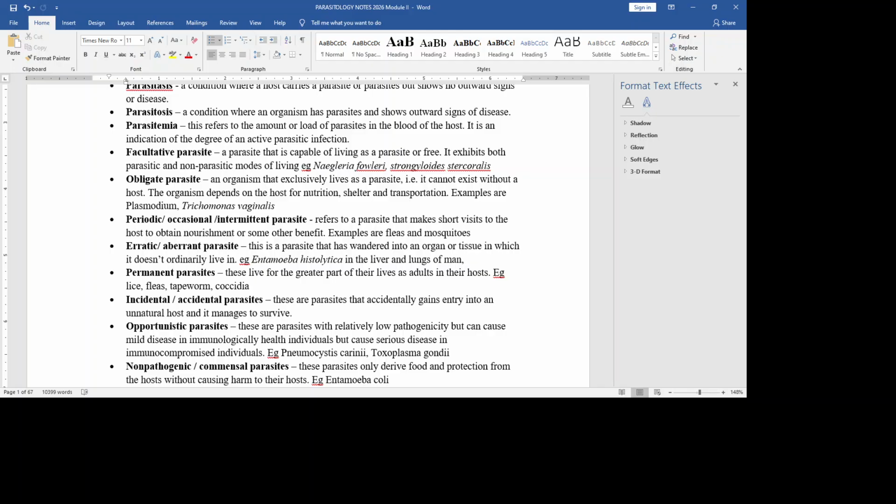Then besides that, we have permanent parasites. These are parasites that live for the greater part of their lives as adults in their hosts, such as lice, fleas, and tapeworm and coccidia. Then we have accidental parasites or incidental parasites. These are parasites that accidentally gain entry into an unnatural host and manage to survive.